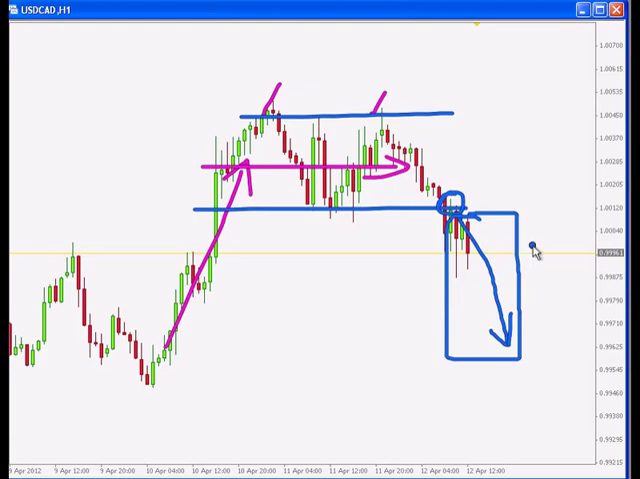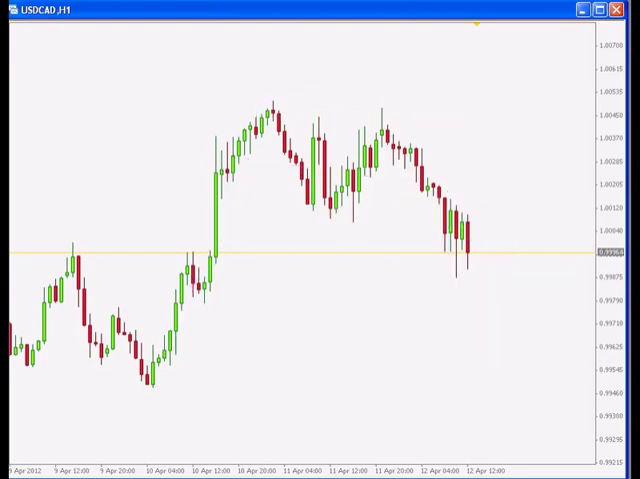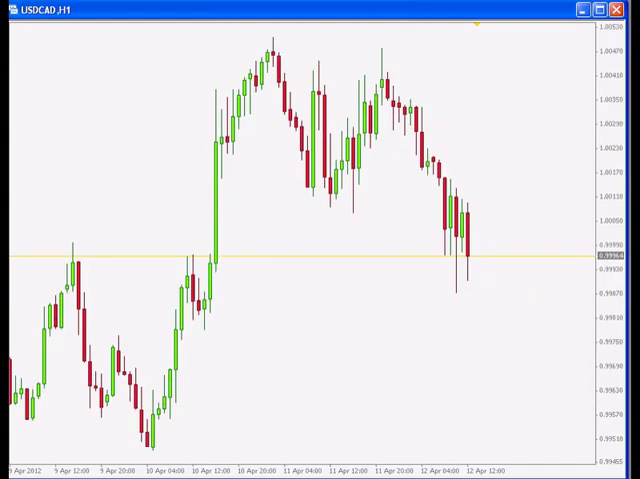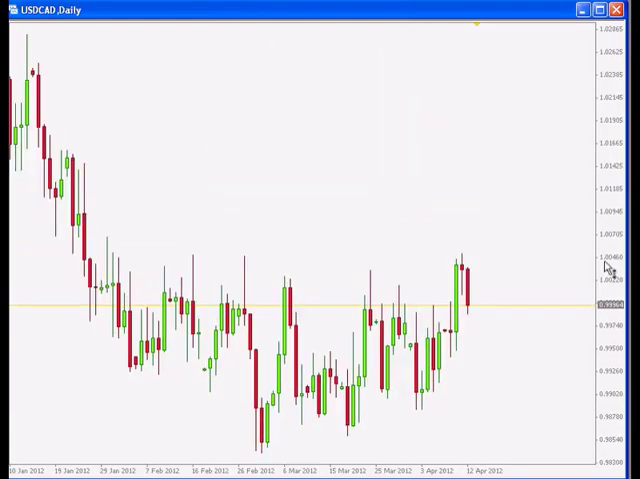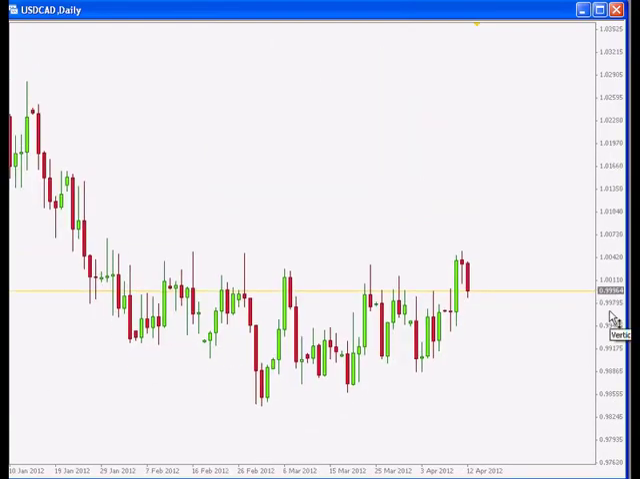So if my signal gives me a long entry, I know that's a signal I don't want to take. If my system gives me a short entry, as per my price action analysis, that would indeed be a trade that I would want to take. That's why price reading is so important. Anyway, let's move into the daily time frame. Let's see what we have here.